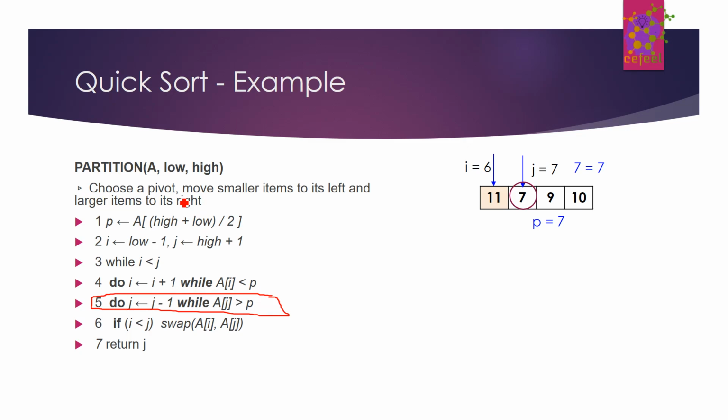So we go to step 6 now, and we'll check I is less than J. Definitely I is 6, J is 7, I is less than J, so we'll have to swap those two elements. So we stop here, we then swap 7 and 11, and finally we have 7 and 11, and we are done with step 6, which means we will now return back to the outer loop, which is step 3, and we'll check if I is less than J. And notice I is definitely less than J because 6 is less than 7.